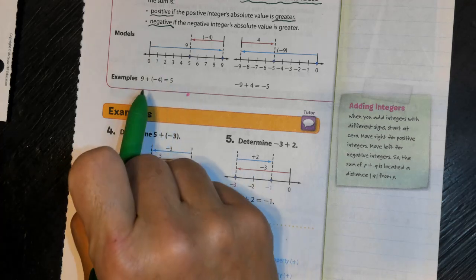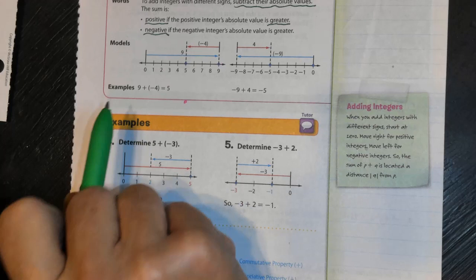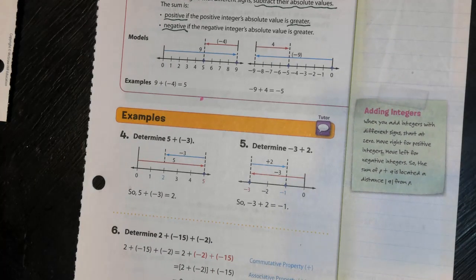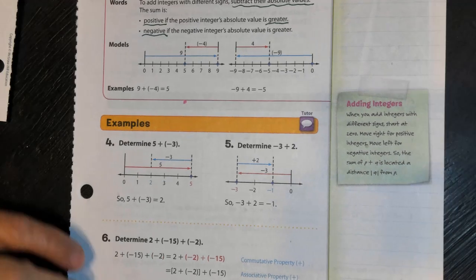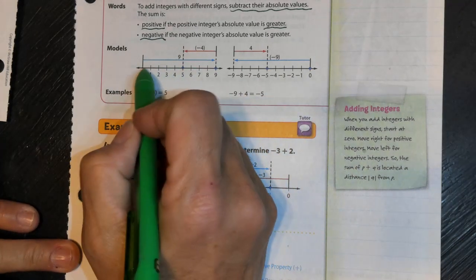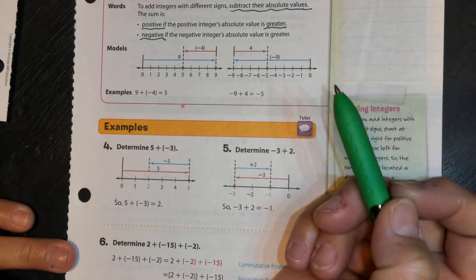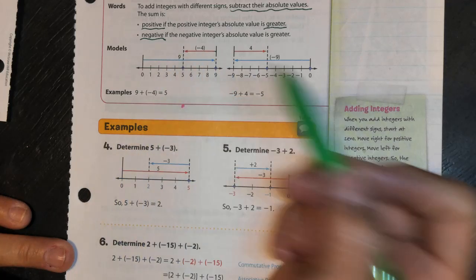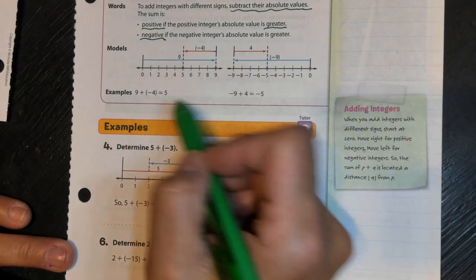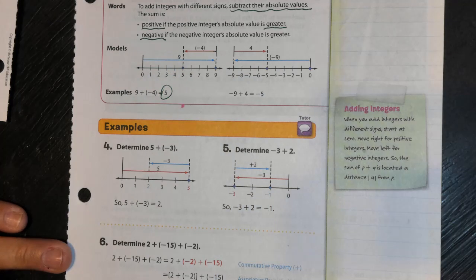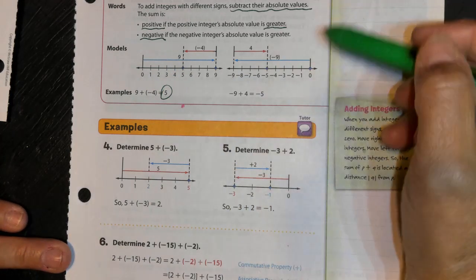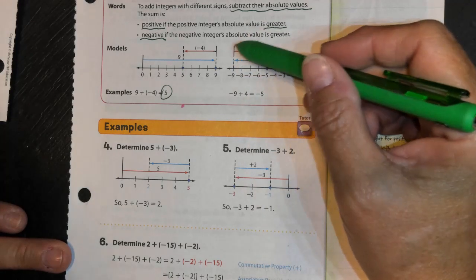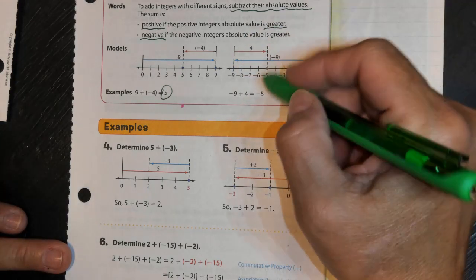So we have 9 plus -4. The larger absolute value would be 9, right? So 9's positive, so we know our answer is going to be positive. If we start at 0 and we go to positive 9, and from positive 9 we go negative 4 units, or we do 4 units in the negative direction, we would end up at positive 5. If we start at 0 and we go negative 9, and from negative 9 we go positive 4, we end up at negative 5.